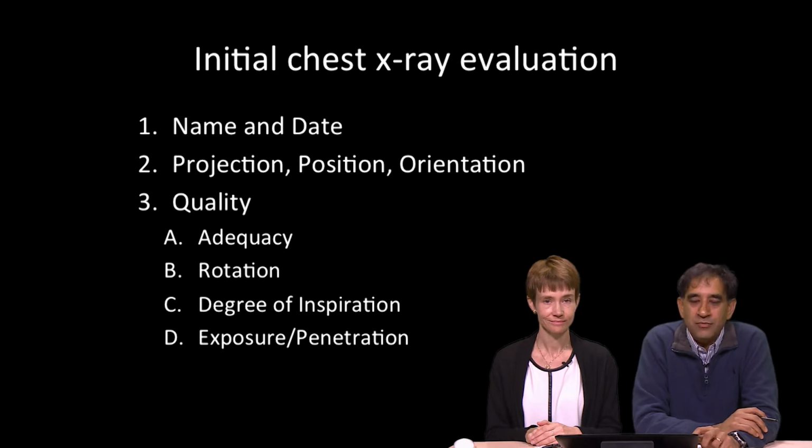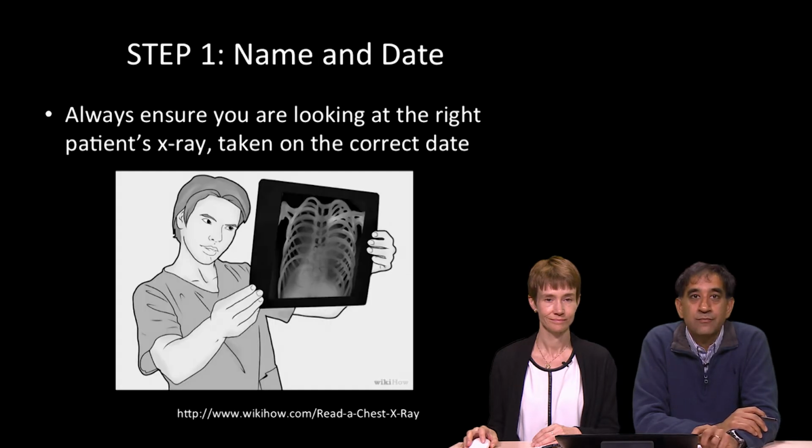And here are our objectives for this lecture. We're going to talk about the importance of identifying the patient's name and the date of the X-ray. We're going to talk about projection, position, and orientation of the X-ray, and then the elements that make up the quality of a chest X-ray: adequacy, rotation, the degree of inspiration, and then the exposure or penetration of the individual X-ray.